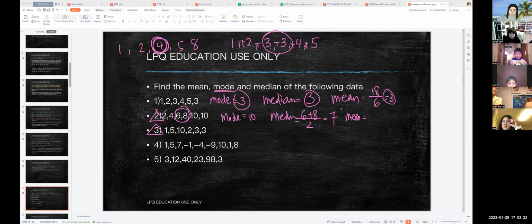We need to add them all together. So 8 plus 2 equals 10. 4 plus 6 equals 10. So 10, 10, so they are basically 40, and 40 divided by 6. Correct? 1, 2, 3, 4, 5, 6. So 40 divided by 6, some people say, okay, it's not divisible. Yes, I know. So it's simplified as 20 over 3. So the answer is 6 and 2 over 3.